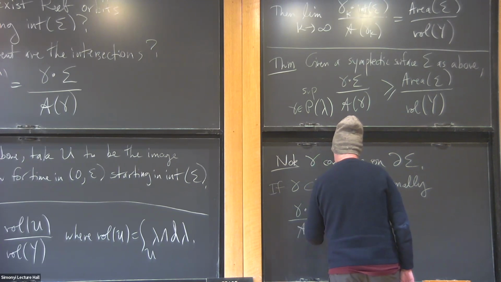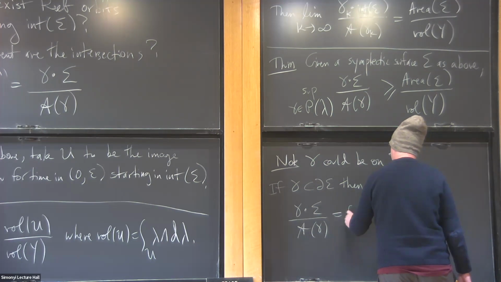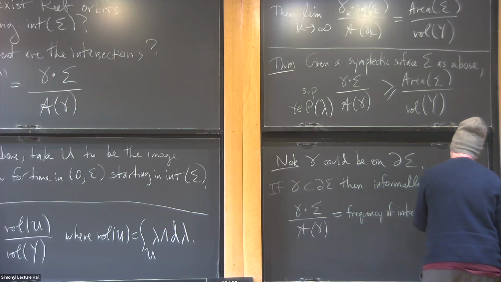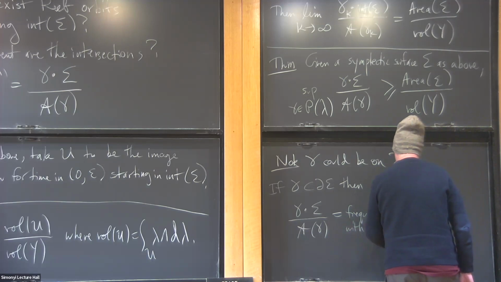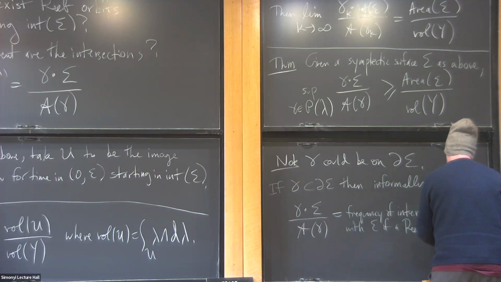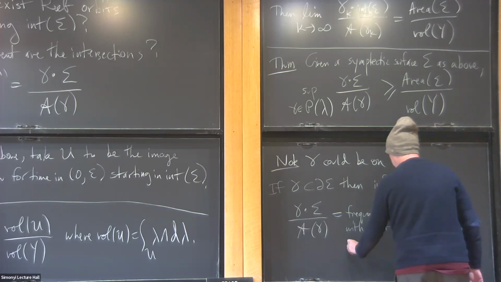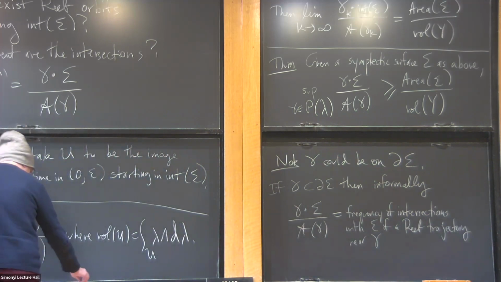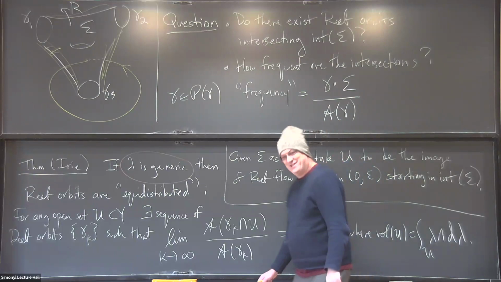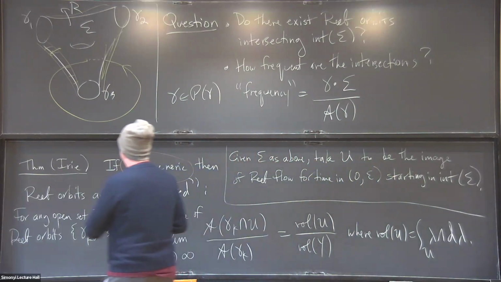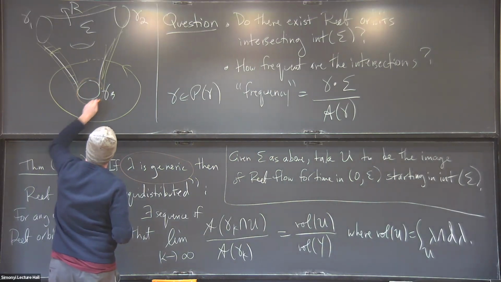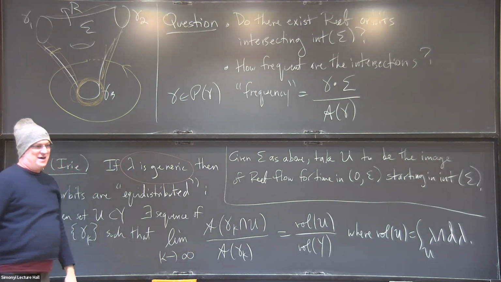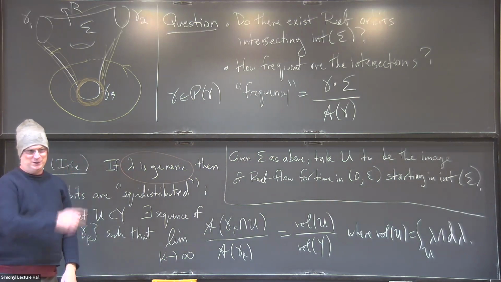gamma sigma dot sigma divided by the action of gamma is the frequency of intersections with sigma of a Reeb trajectory near gamma. So you start near the orbit, and if you start close enough to the orbit, you can go for a long time without leaving the neighborhood. And so you go for time 1 million, you see how many times you intersected the surface, you divide by 1 million, and that's approximately this gamma dot sigma.